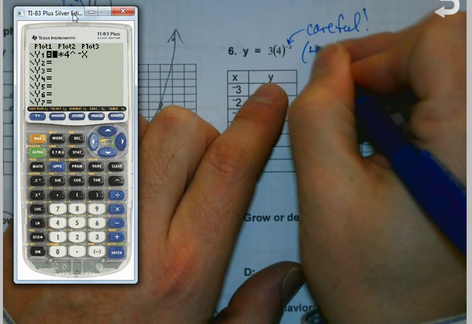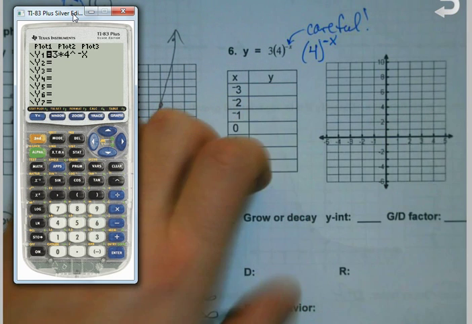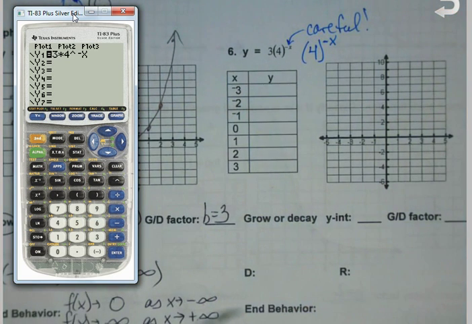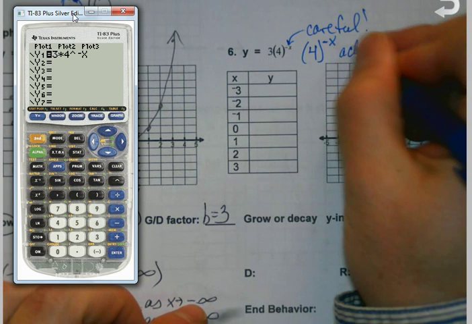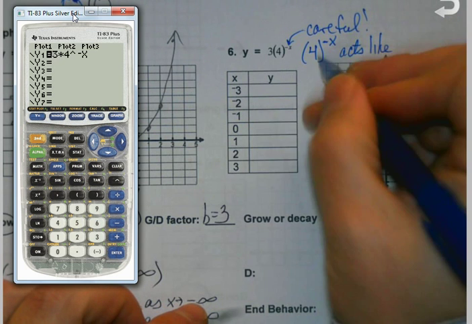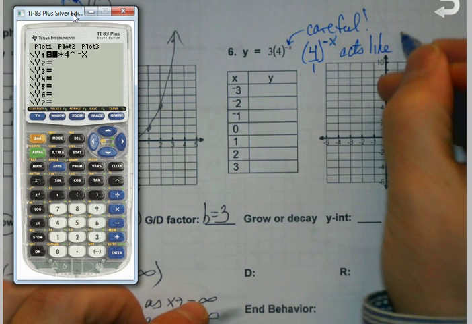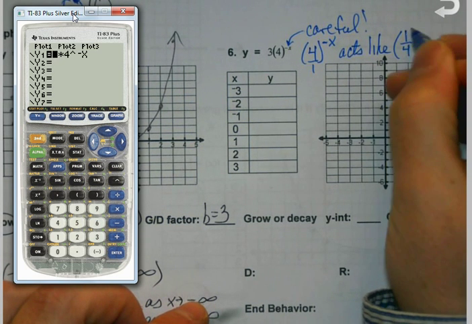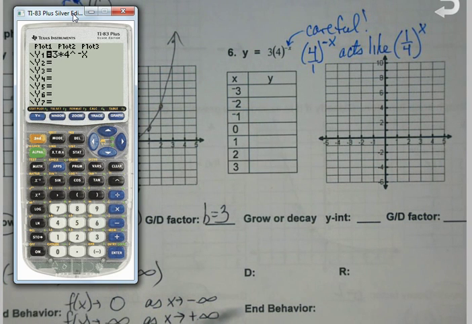When I have 4 to the -x, when we have negative exponents, we normally flip things, right? So this is going to act like if I took 4 and flipped it, so notice if I flip the number inside, it makes the -x positive. That's what it's going to act like. If I were to type 3 times 1/4 to the x in my calculator, I'd get the same graph. So that's what I have to watch for.